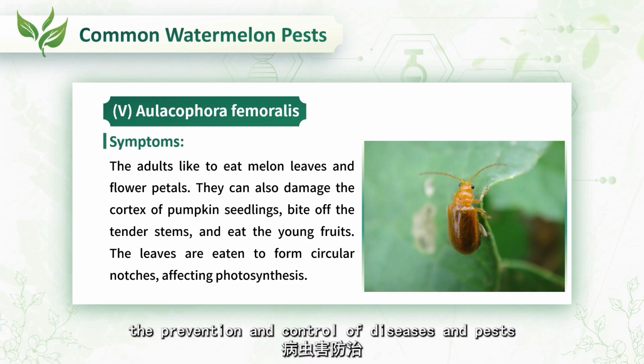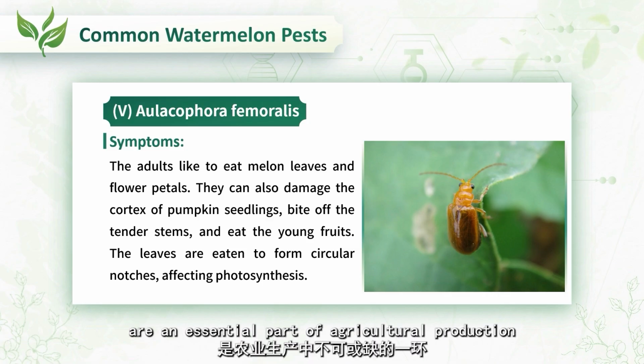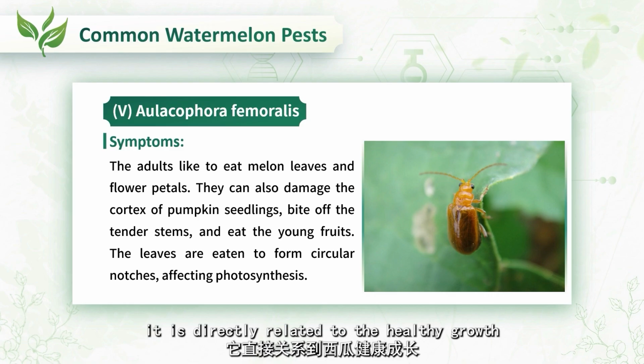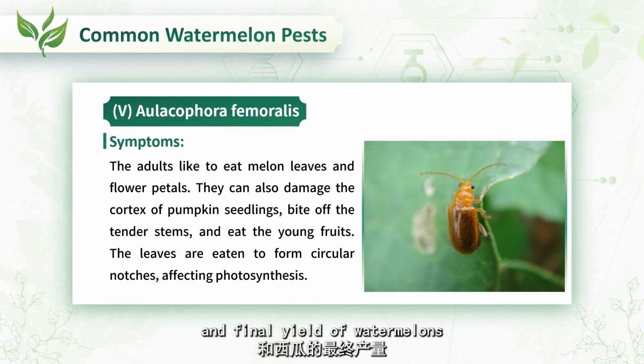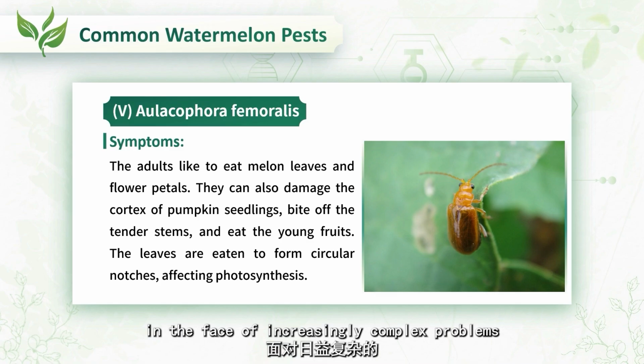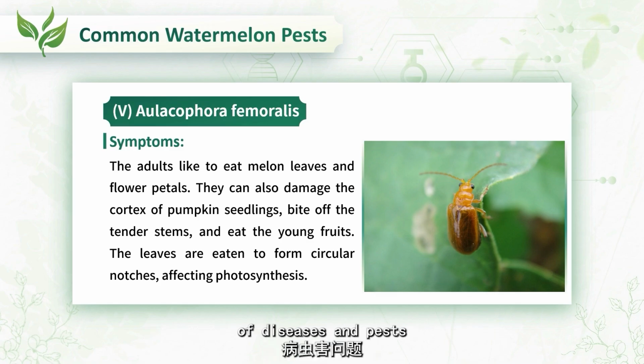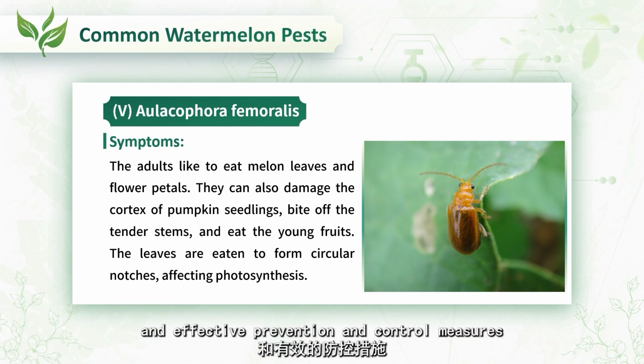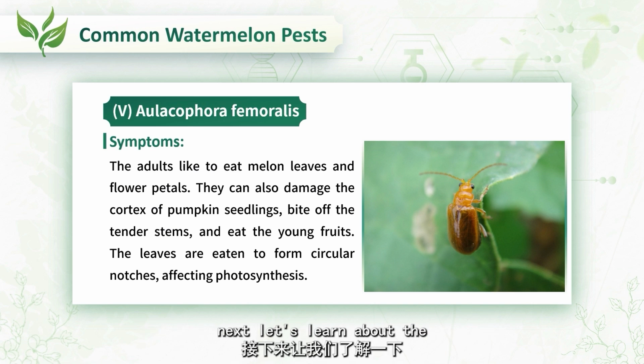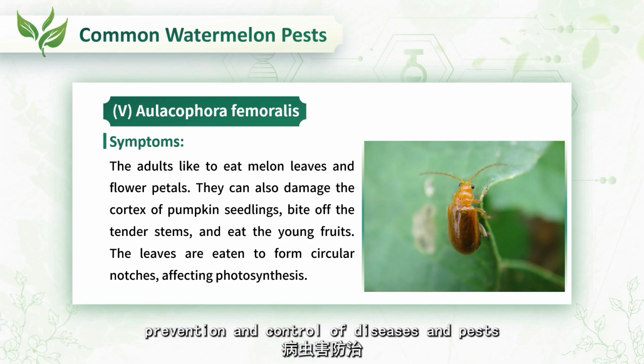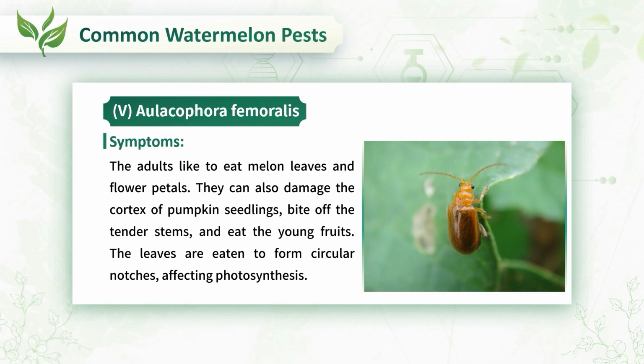The prevention and control of diseases and pests are an essential part of agricultural production. It is directly related to the healthy growth and final yield of watermelons. In the face of increasingly complex problems of diseases and pests, it is crucial to take scientific and effective prevention and control measures. Next, let's learn about the prevention and control of diseases and pests.